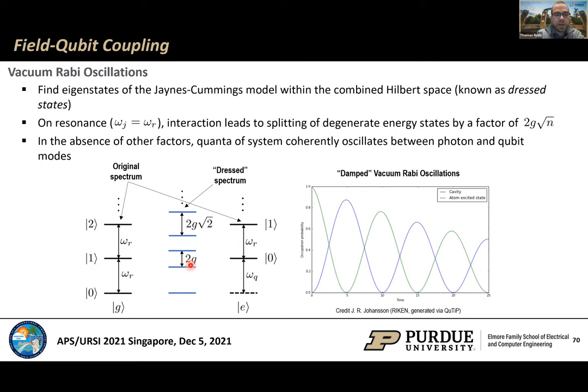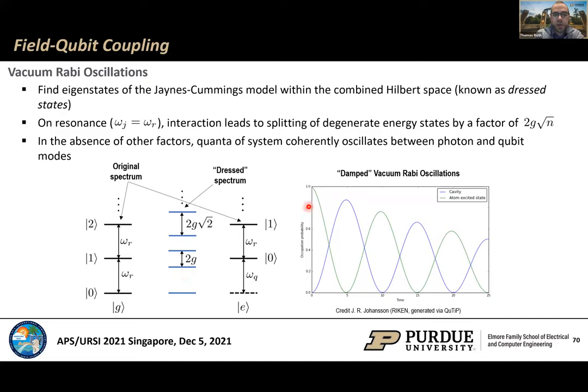And we see that this amount of splitting depends on the number of quanta that are interacting in the system. Now, the important point about this is, if we start out in what was an eigenstate of the original system with no interactions, for instance, the transmon in its excited state and no photon in the resonator, this is no longer an eigenstate of the Jaynes-Cummings model. And what that means is that it has to be described in terms of a superposition of these additional states within the Jaynes-Cummings model. And so you're always going to have oscillations between the different states of the original system.